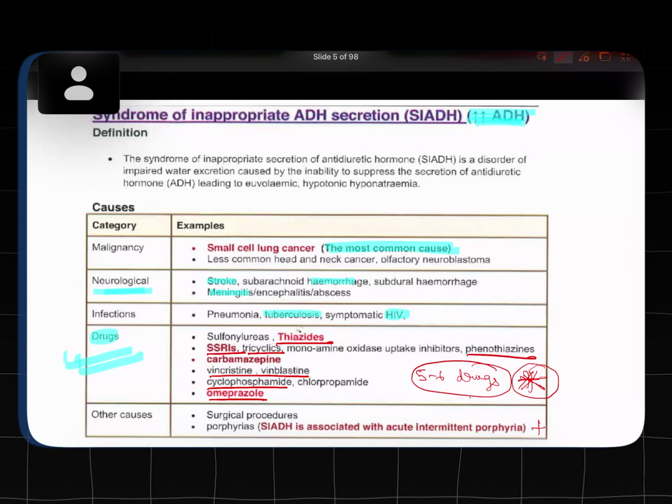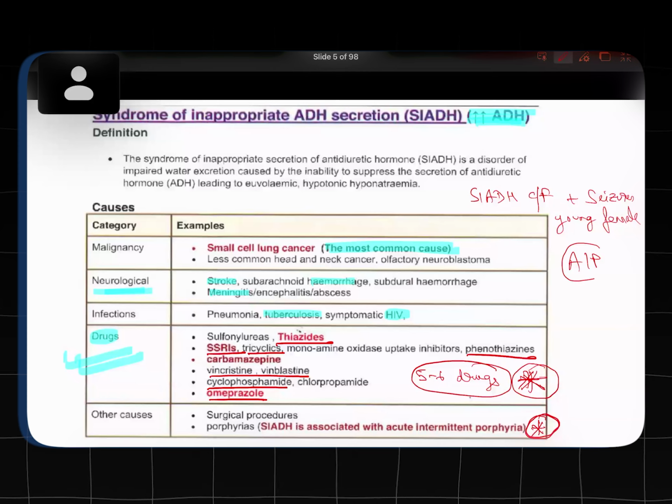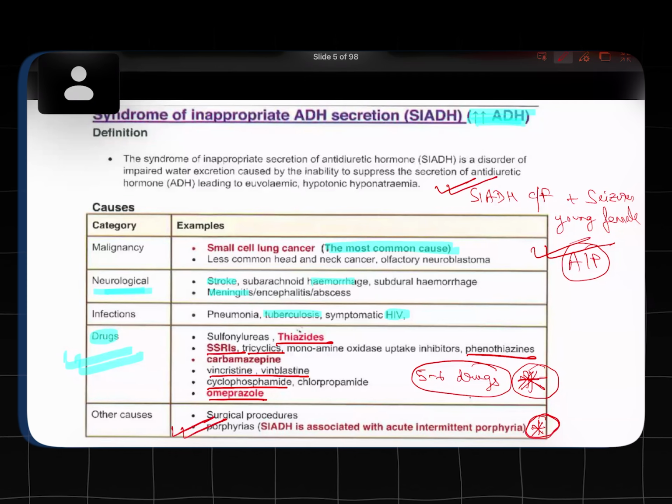And SIAD is also a feature of acute intermittent porphyria. It can be associated, so they may give SIAD-like clinical features plus seizures, definitely in a young female. And one of the causes will be acute intermittent porphyria, one of the options, and that will be the answer. So if you know this, you can answer. If you don't know, it's not possible to find out the cause there and then. So remember the association with AIP; the question that previously came in MRCP part 2 was this.